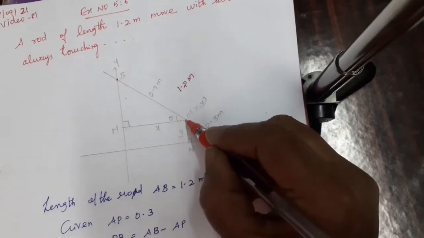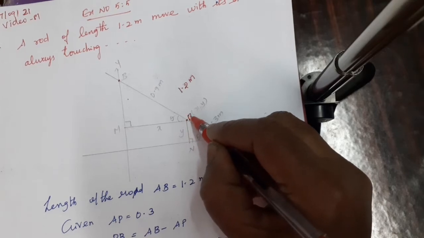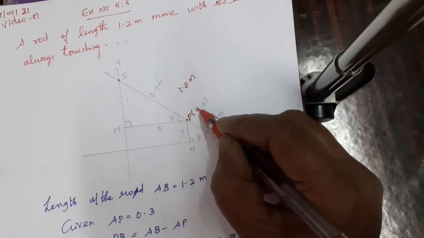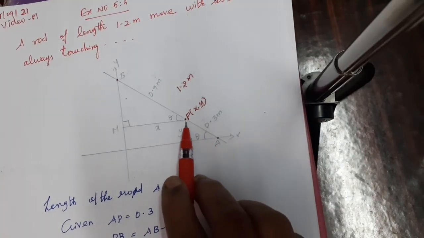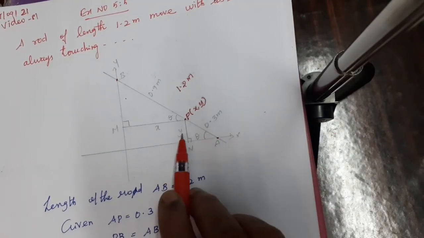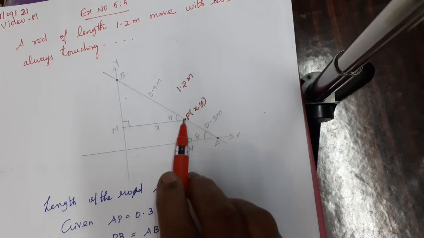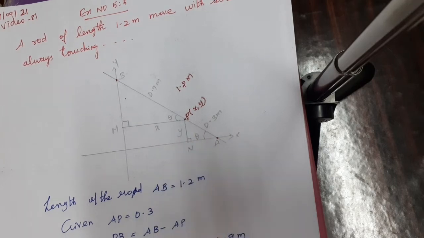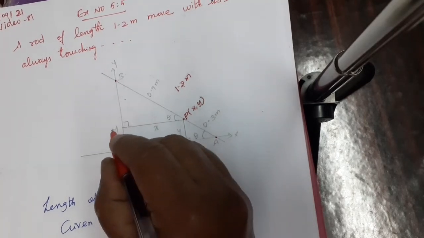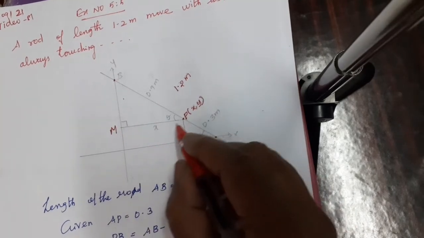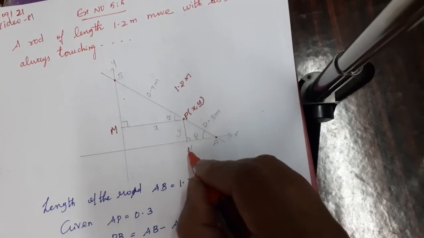Next, P is a locus point, a moving point (x, y), which is 0.3 meter from the x-axis. The locus of the point is 0.3 meter from the x-axis where it meets the rod. Next, we draw the diagram. Join MP as well as PN.